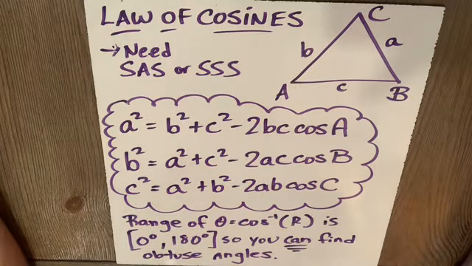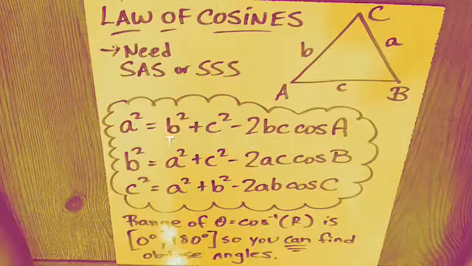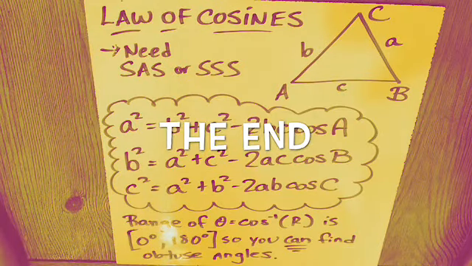Remember, that was the top of the muffin if you think about the unit circle. So the implication of that is we can hunt for obtuse angles using the law of cosines. There's our takeaway from that.